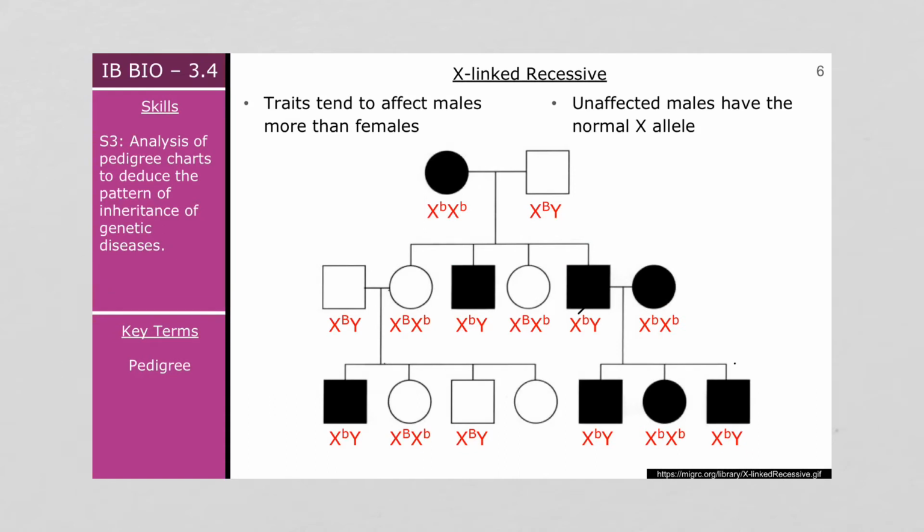X-linked recessive. If it's X-linked, you're going to see a difference in affected males versus females. So in this instance, you've got 1, 2, 3 females, 1, 2, 3, 4, 5 males. So you've got a 5 to 3 male to female ratio. So that's a good hint. And then the unaffected males would have to have the normal X allele. And so that's how this genotype setup was worked out.